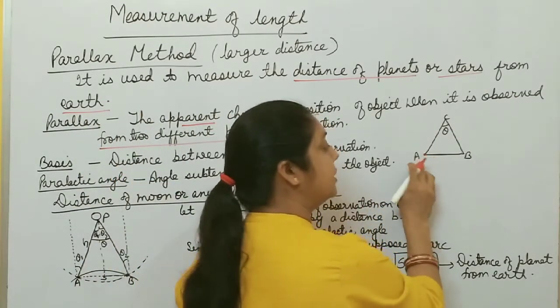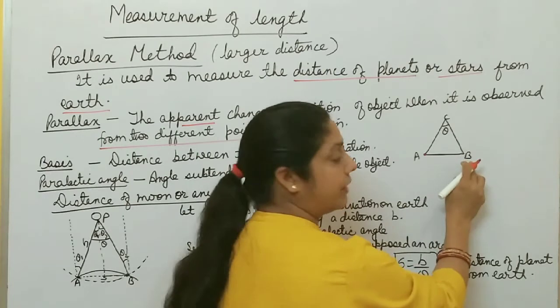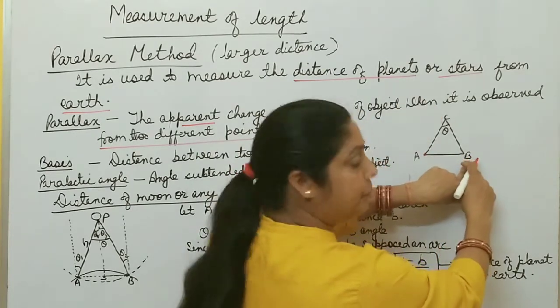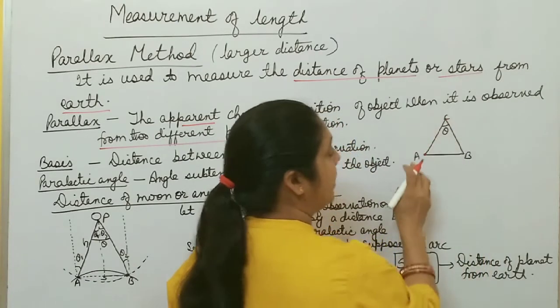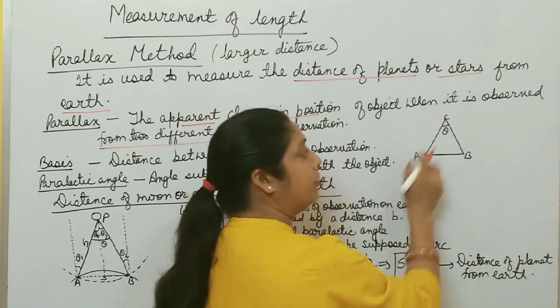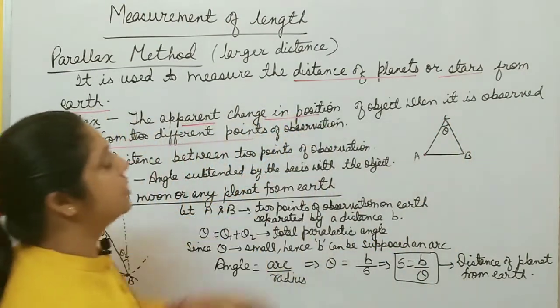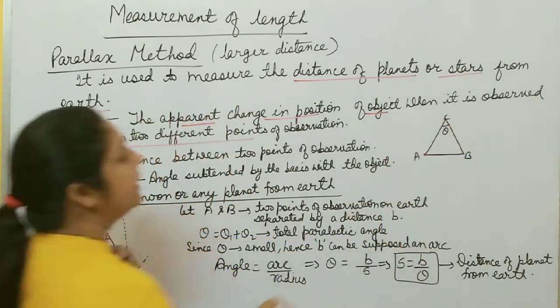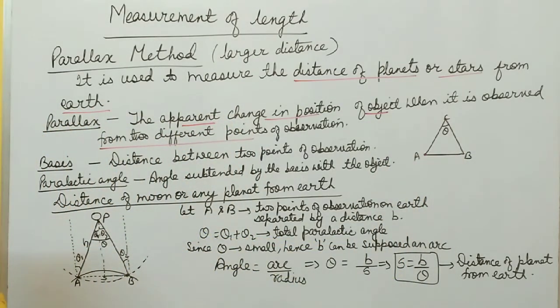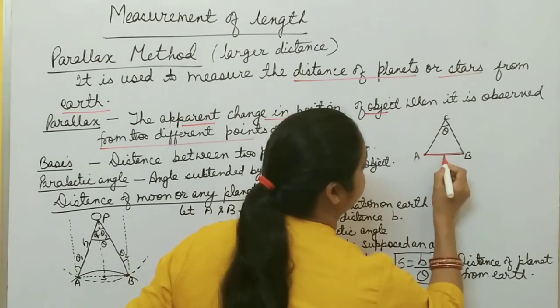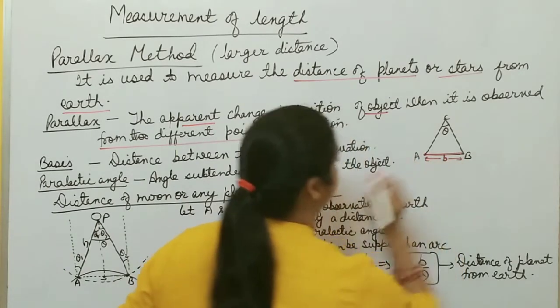Suppose this is your left eye A and this is your right eye B. When you observe this object from point B, you get this point, and when you observe this object from point A, you observe this point. So there is an apparent change in position of the object when it is observed from two different points of observation. This phenomenon is called parallax, right? What is basis? The distance between these two points of observation is called basis, right?